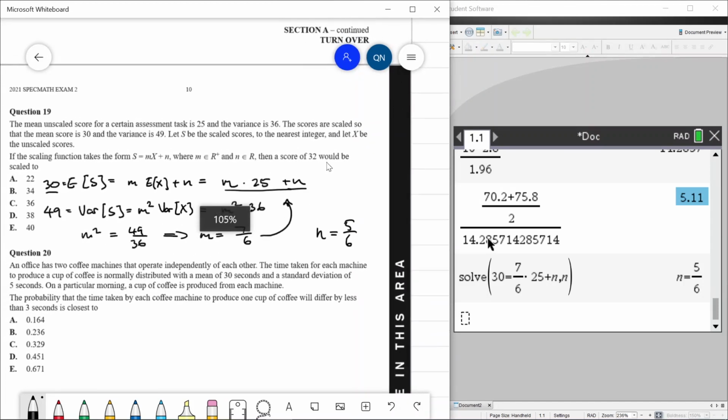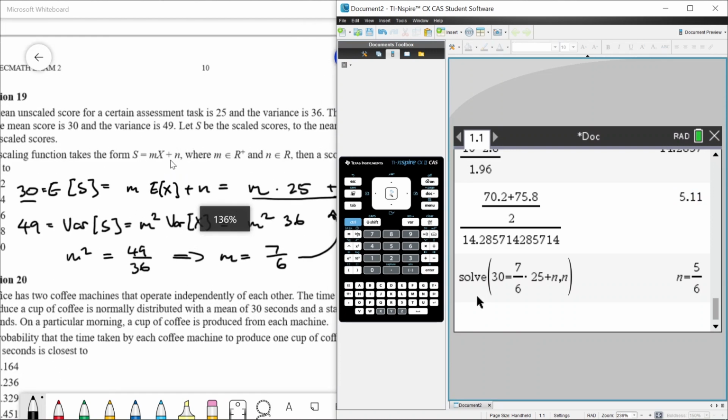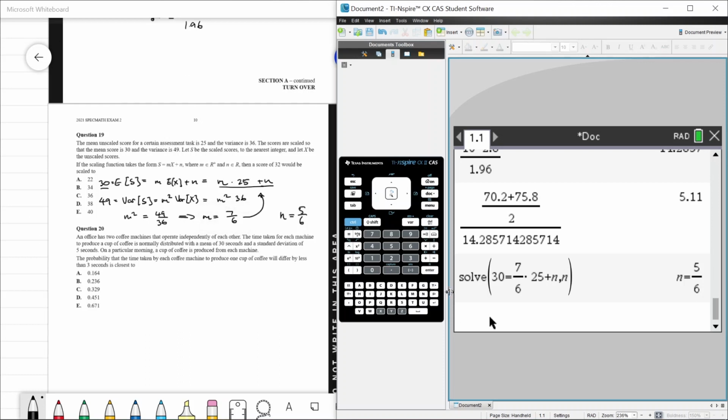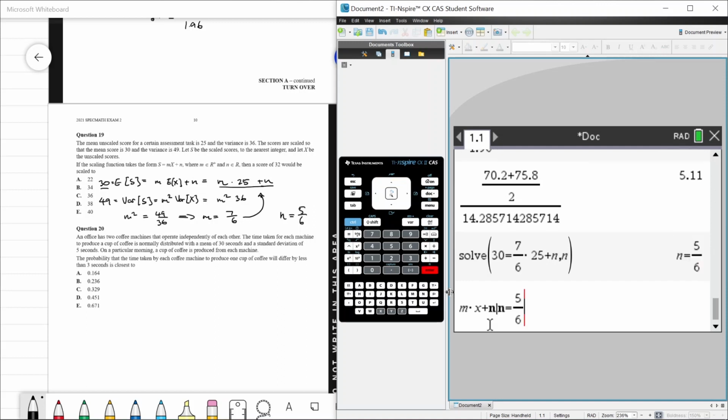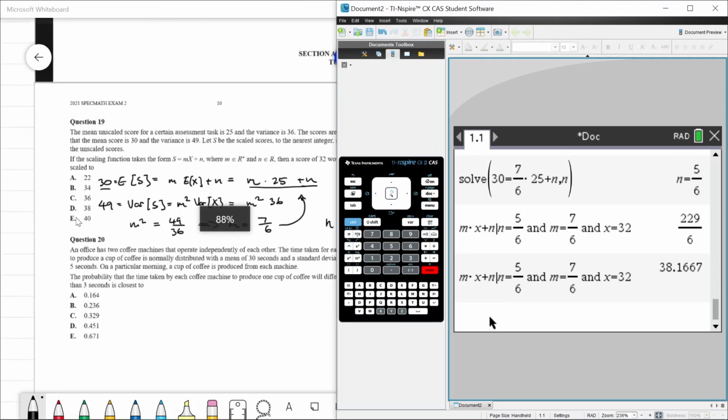Now, then what would a score of 32 be scaled to? Well, we just need to plug 32 into this formula, and that's going to give us the corresponding S. So we have S equal to m times x plus n, such that n is equal to this, and m is equal to, what was m? It was 7/6. And then x is 32. So 229/6, roughly 38 point something, so that's 38.